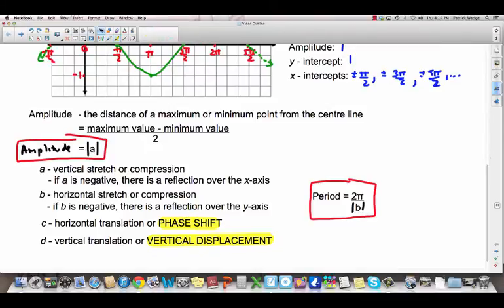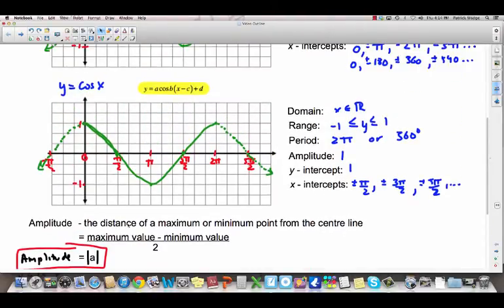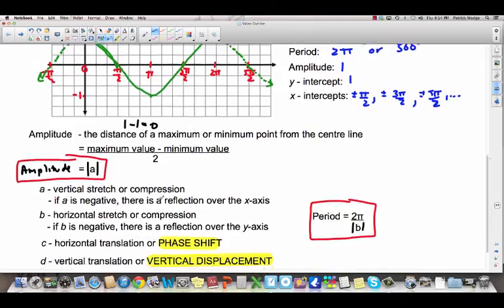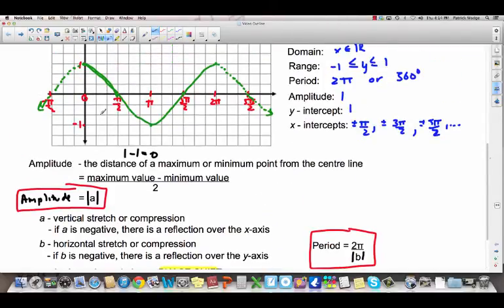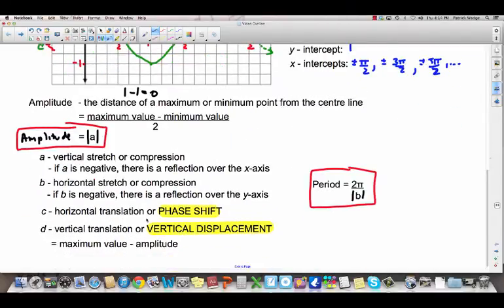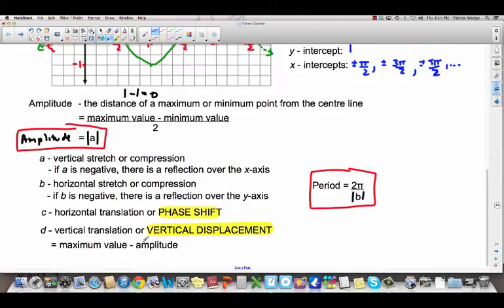One last thing, there is a way to get vertical translation, the d value. You can get the d value by taking the maximum value and subtracting the amplitude. So for example, in our question here, if we took the maximum value, which is 1, and subtracted the amplitude, which is 1, you get 0. So that means our d is 0. And that's true. There is no vertical displacement in this case. It has not been shifted up or down. I don't find this one quite as useful because you can often figure it out even without using this equation. So I'll just box these two.